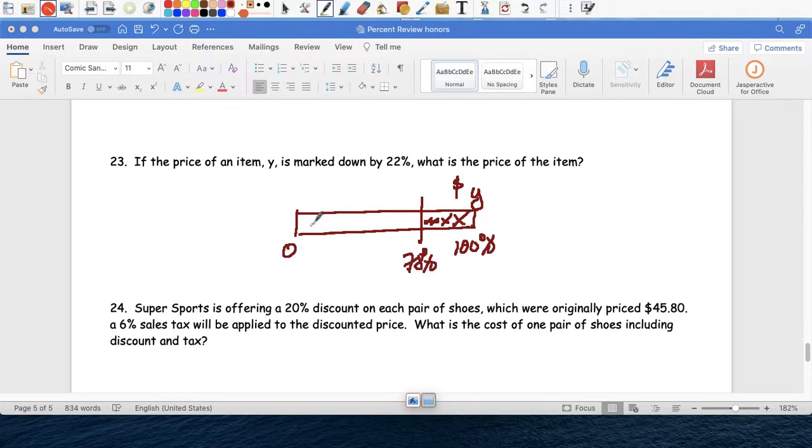So they're asking you, what is the price of the item? This is what they're asking, not the discount, but what are you responsible for? You're responsible for 78%. So how would we calculate it? Well, we would take Y, the price of the item, times 0.78, and whatever number that gives us would be our answer.